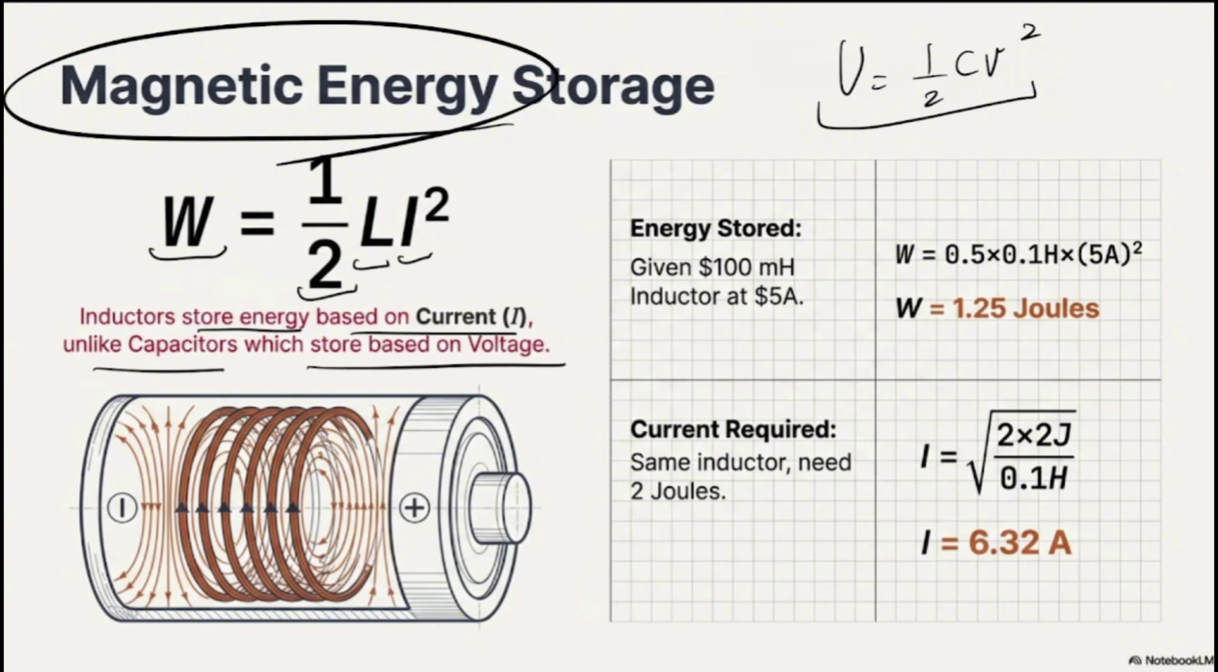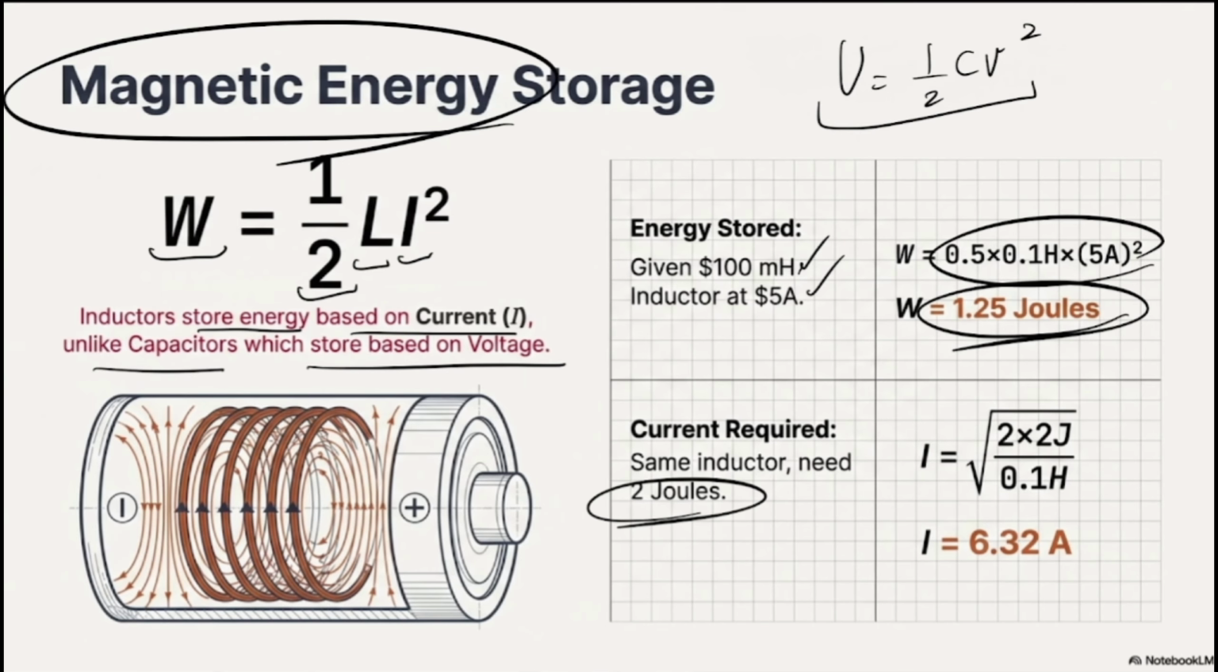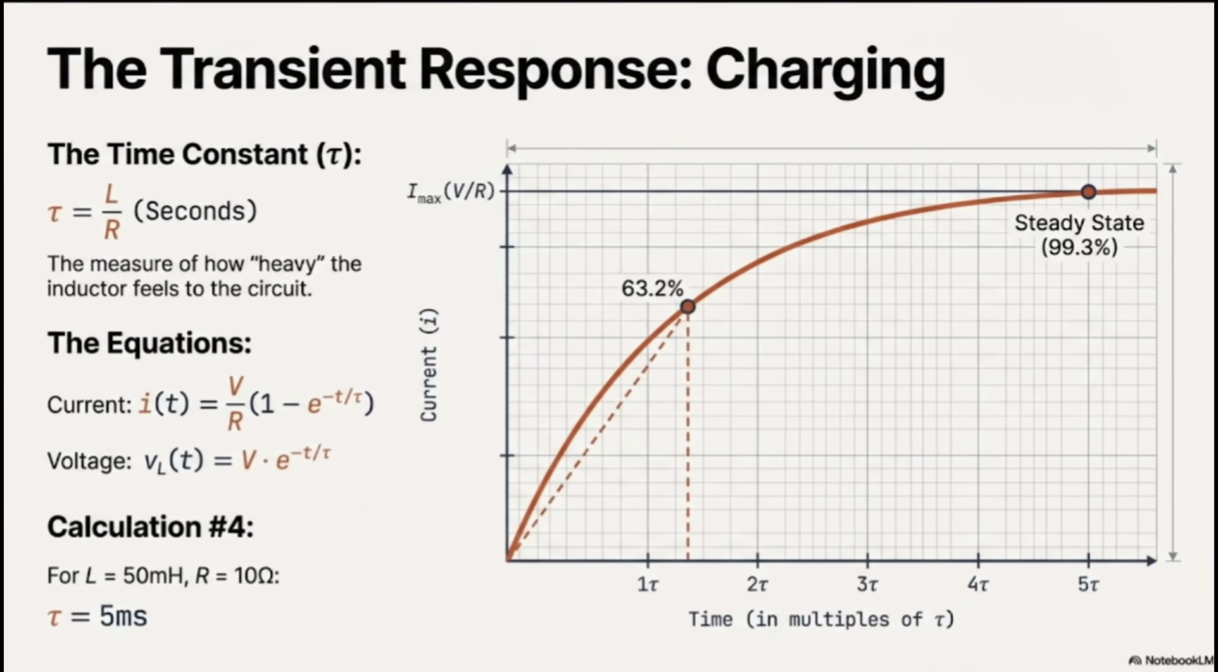For instance, if L is 100 millihenry and the current is 5 ampere, I can simply calculate the amount of energy stored inside. Sometimes the question is vice versa: they will ask how much the current should be to have 2 joules stored as magnetic energy inside my inductor. By rearranging the formula, you can find the specific current. So it is very important to know that.